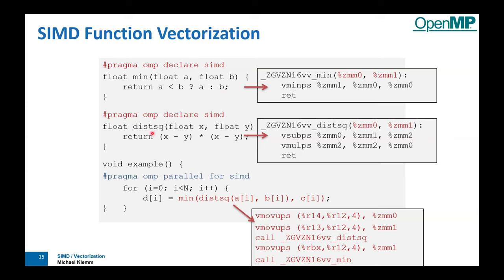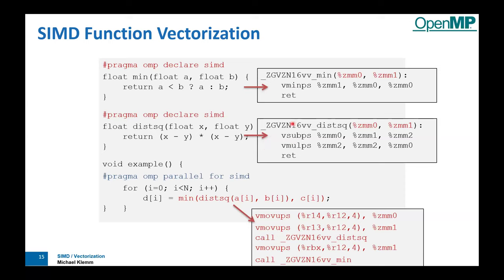For dist SQ, we're going to do roughly the same. So X and Y become vector registers, again, xmm0 and xmm1. The return value becomes a vector, and then we can use the vectorized sub instruction and the vectorized mul instructions to basically implement this for 8 X's and 8 Y's in one go. And then down here, we basically call the corresponding vector operations. And now the compiler can fully vectorize that code because it can use those instructions and those functions.